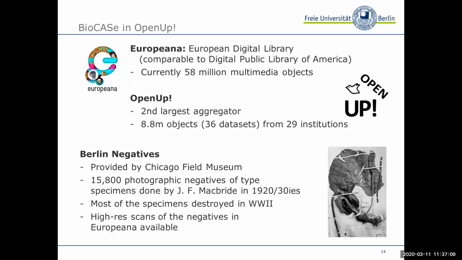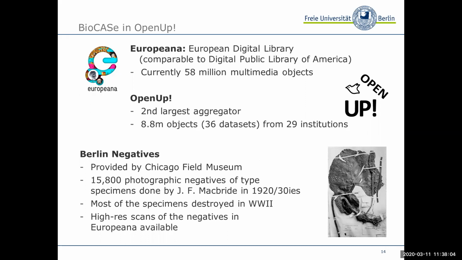One of the institutions within OpenUp that uses BioCASe is the Chicago Field Museum, which publishes about 16,000 photographic negatives of type specimens to Europeana, and the story behind this is quite interesting. These photographs were taken in the 1920s and 30s by Francis McBride, who traveled to several European herbaria to take photographs of type specimens. The intention of this was to allow American botanists to have access to those types without traveling to Europe, because many of them couldn't afford it.